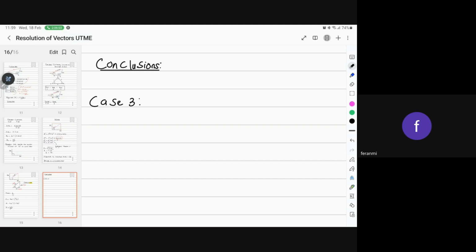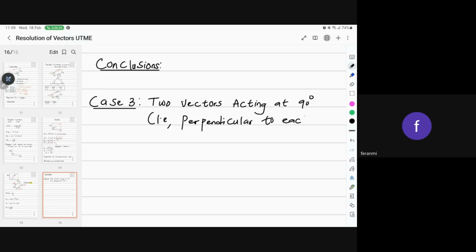So for case 3, two vectors acting at 90 degrees, that is perpendicular to each other. To find the resultant, in brackets, magnitude, we use what? Pythagoras theorem.